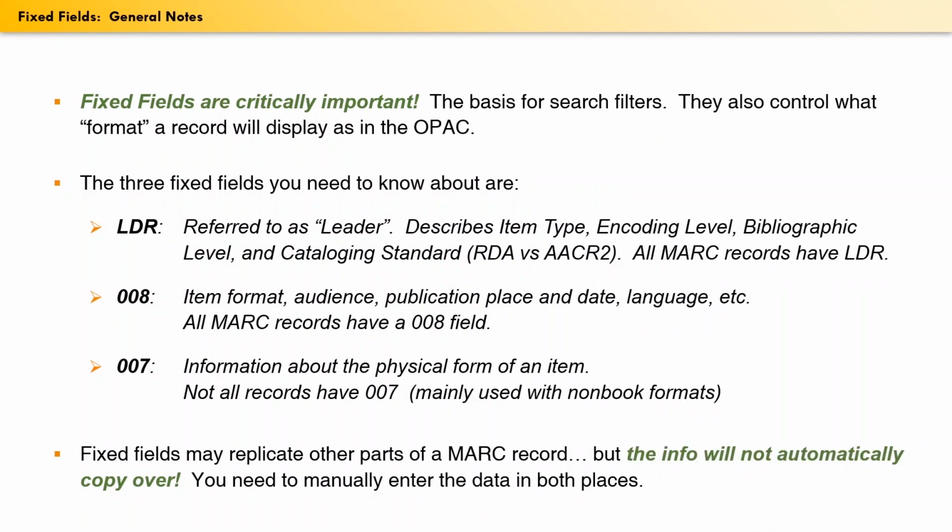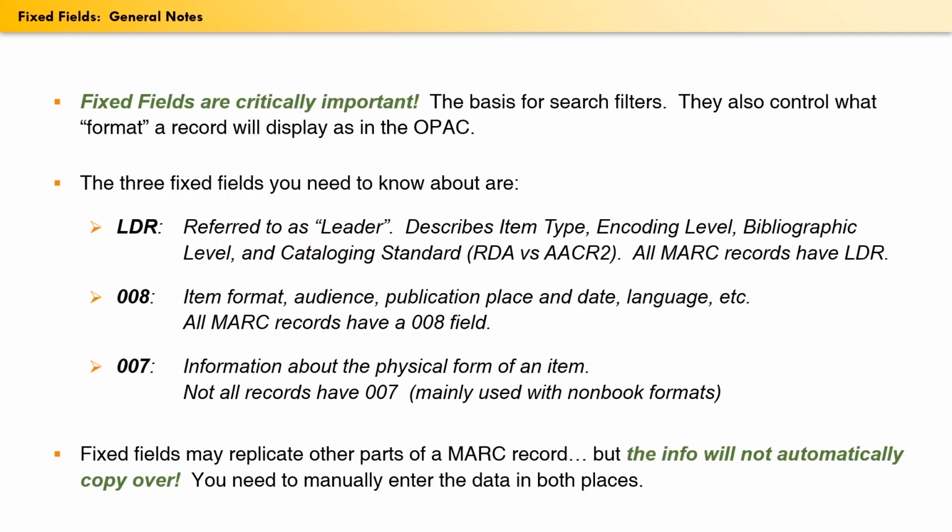Fixed fields are a special part of MARC records where information about a material is noted in an abbreviated or coded fashion. When a patron looks at a record in the OPAC, they won't see the fixed fields, but the fields are very, very important. They control so much of the meta information for how Evergreen thinks about a MARC record.